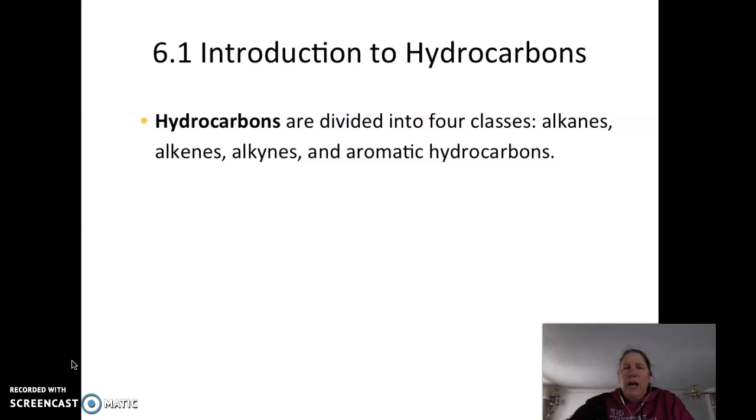Hydrocarbons have 4 different classes: the alkanes, the alkenes, the alkynes, and the aromatics. Alkanes have all single bonds. Alkenes have at least one double bond. Alkynes have a triple bond, and aromatic means they're in a ring.